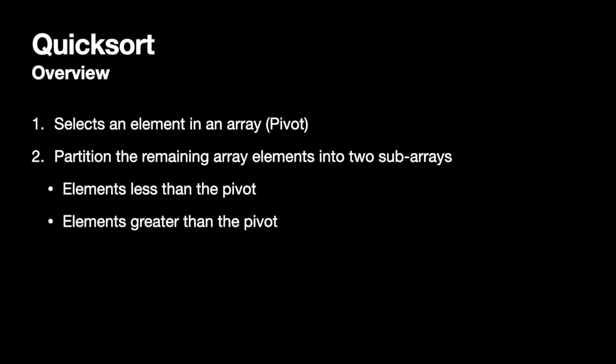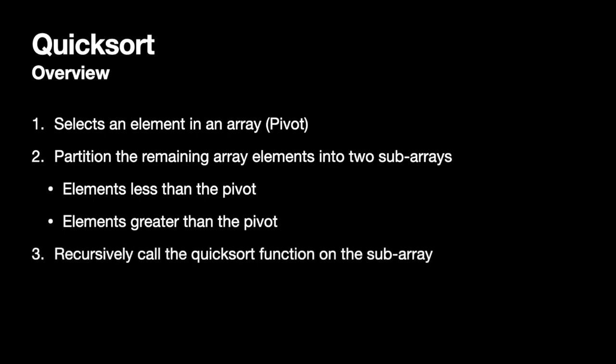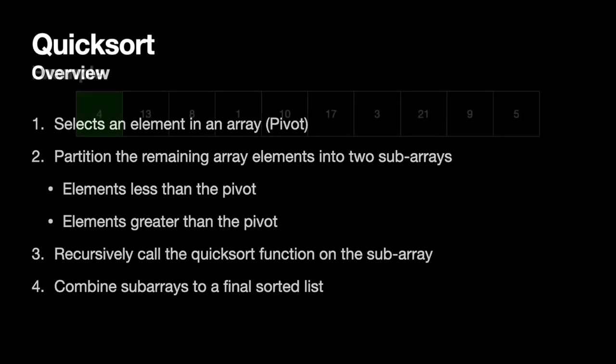The quicksort function is then recursively called to sort the sublists. This process is repeated until all sublists are sorted. Then, the lists are combined into a final sorted list.